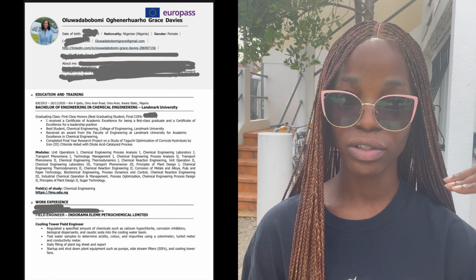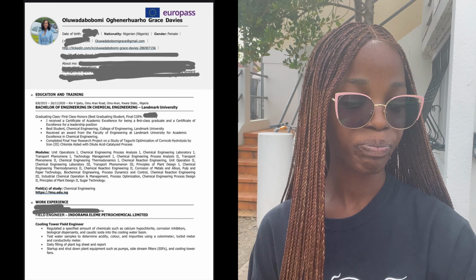For the education and training, you include your bachelor's, your most recent education. For me, I did my Bachelor of Engineering in Chemical Engineering. Then I stated my graduating class and my final CGPA. Then I talked about the certificate of academic excellence that I received, then other items which you will see just here. And for the academic education and training, I added the modules, that's the courses I undertook in my undergraduate days. So I included everything.